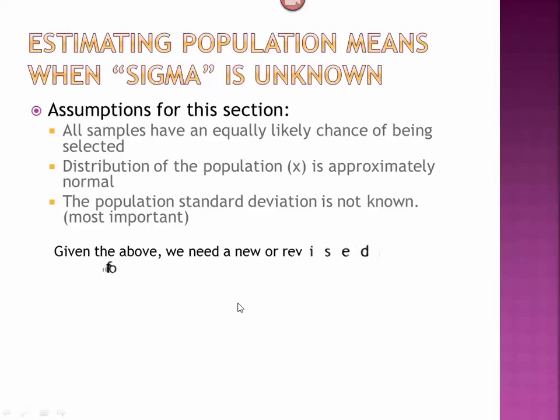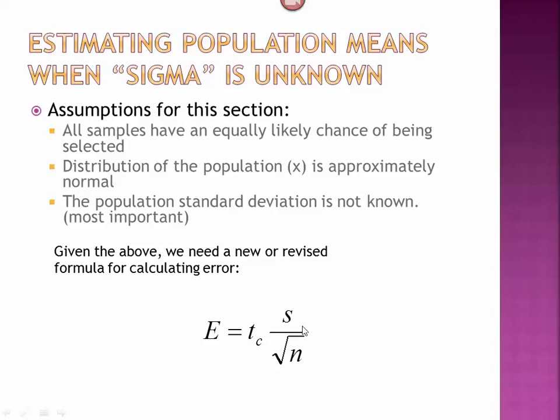Given the above scenario, we have to revise our formula for calculating error. And here's the formula. Notice that really it's the same formula that we had before. The margin of error is found by taking, and this is the one part that's different, aside from also this, but instead of using a z-value, we use something called a t-value.